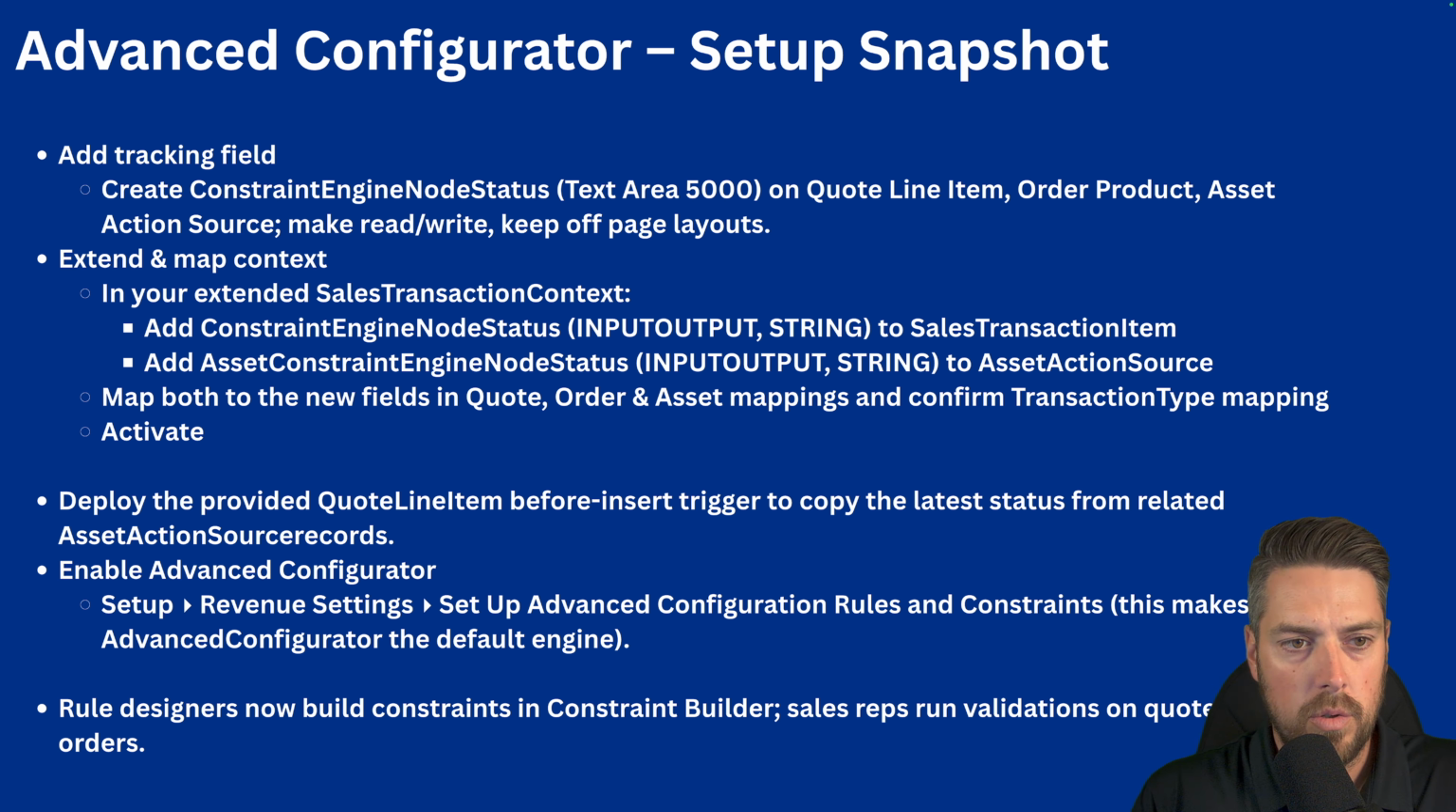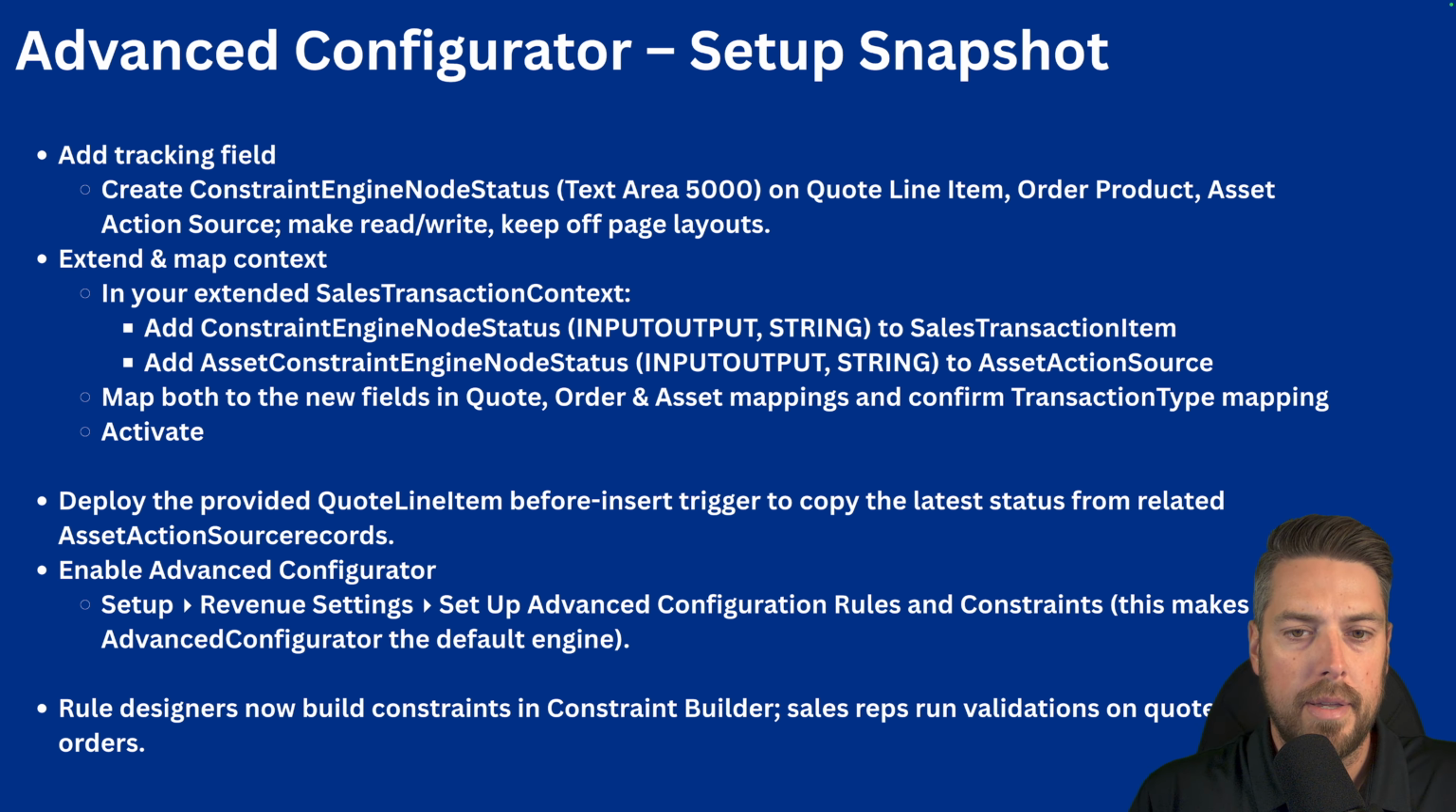So first thing we need to do is create the ConstraintEngineNodeStatus text area field on quote line item, order product, and asset action source. So we're going to create that field on those three objects. Then we're going to add that into our context. The sales transaction context that you've already extended as part of the initial setup for Revenue Cloud, we're going to go in and modify it, and we're going to create the ConstraintEngineNodeStatus field on the sales transaction item and on asset transaction source.